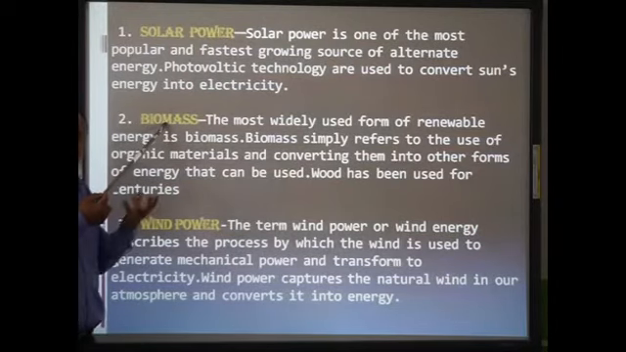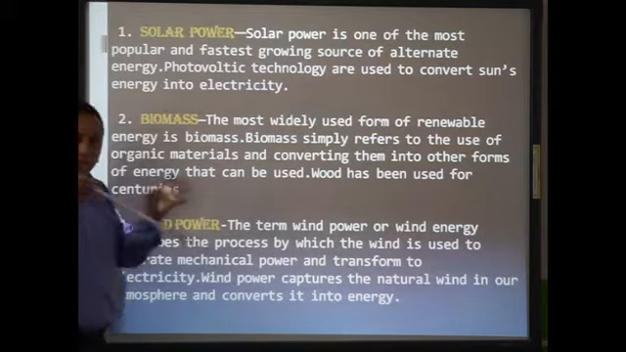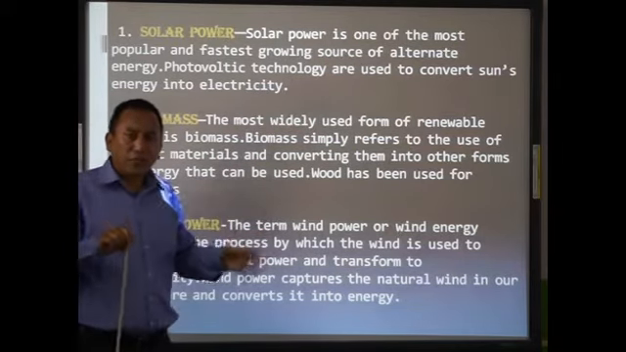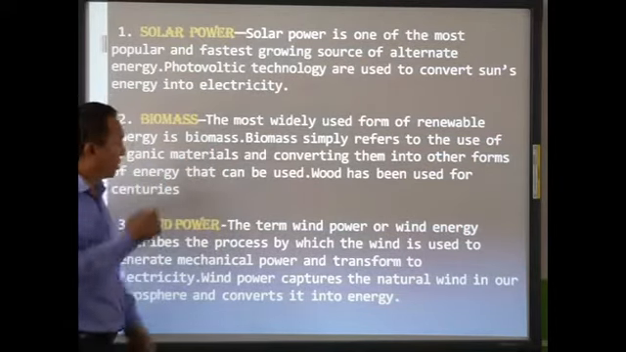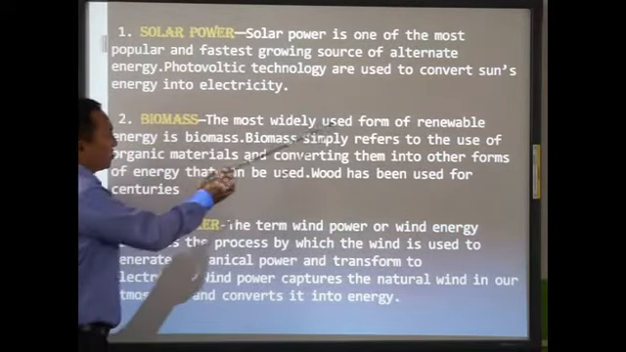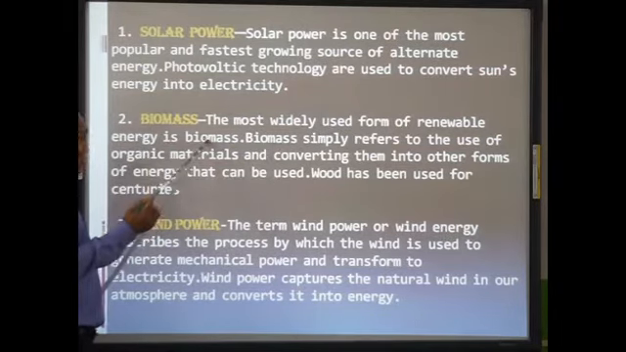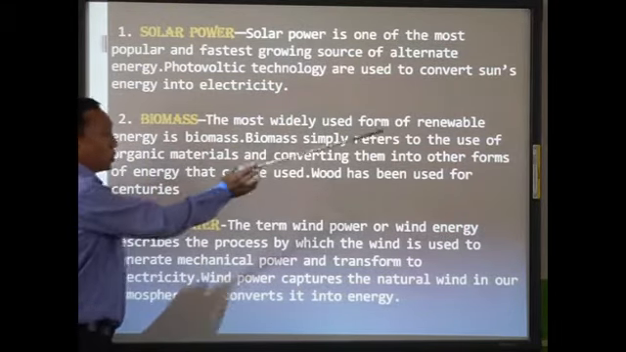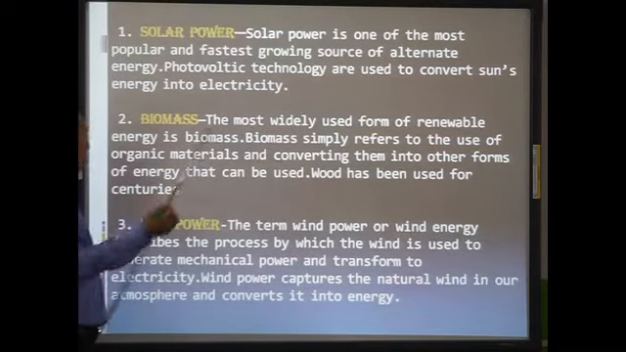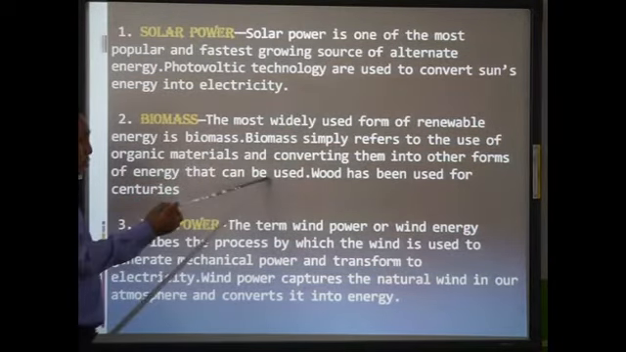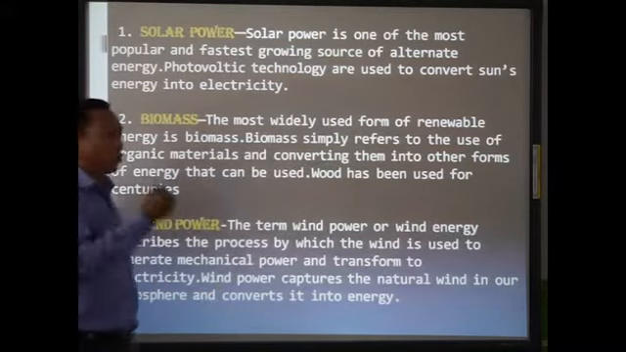The decomposed organic materials, when they are decomposed in a pit and the gas is extracted out, can be used for various purposes like cooking and heating and so on. So see, the most widely used form of renewable energy is biomass. Biomass simply refers to the use of organic materials and converting them into other forms of energy that can be used. Wood has been used for centuries.